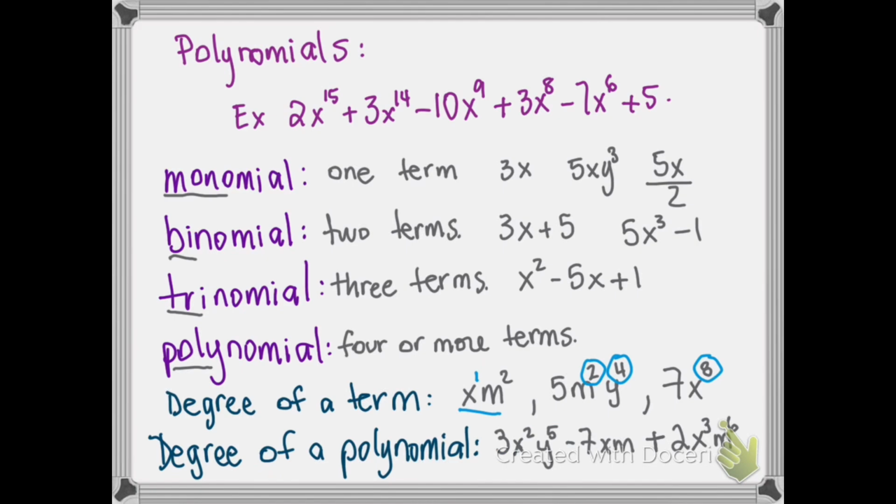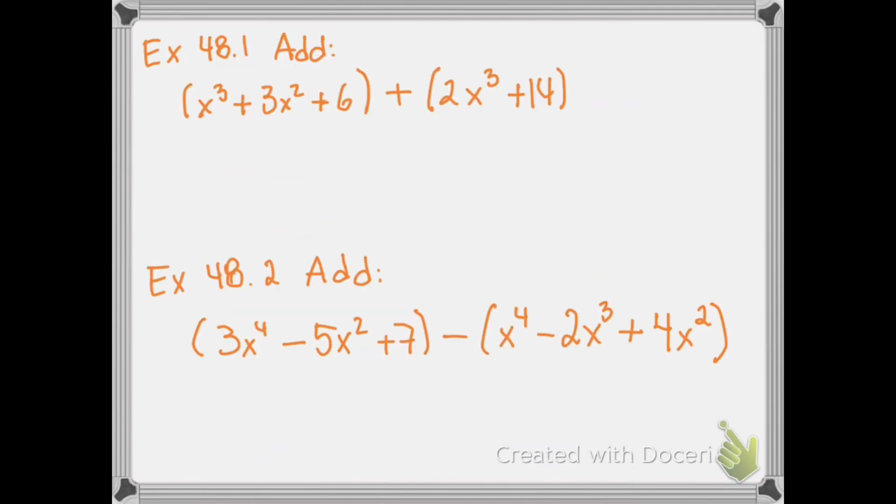For the degree of a polynomial, we're gonna find the degree of each of the terms and then choose the biggest to decide which one is the degree of the polynomial. So in this case, like we said, we're going to add 2 plus 5, that is 7. Then we have 1 plus 1, that is 2. And 3 plus 6, which is 9. So the degree of the polynomial is 9 because we choose the degree of the term that has the biggest degree.